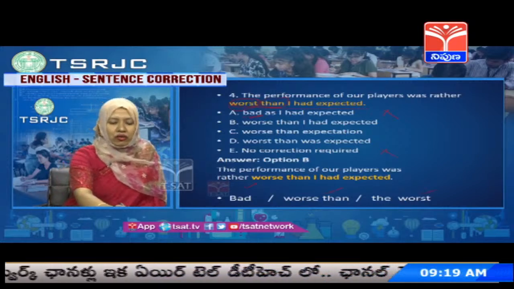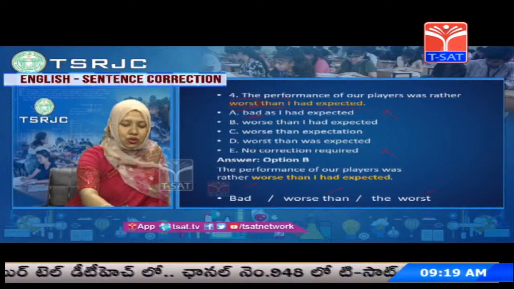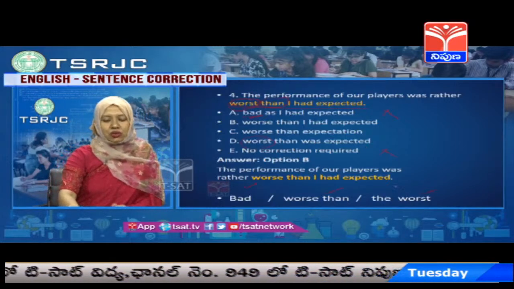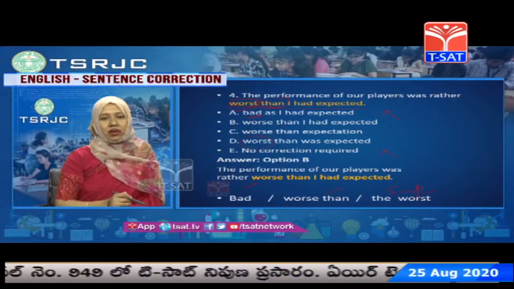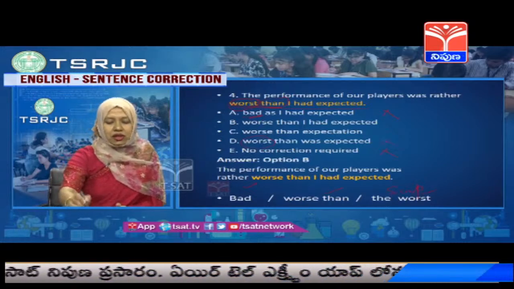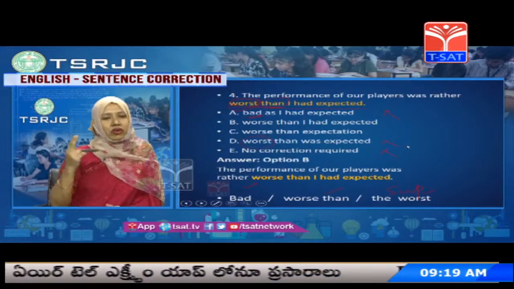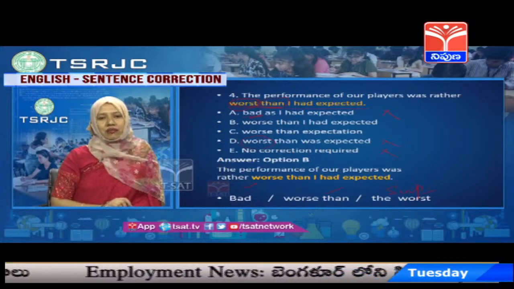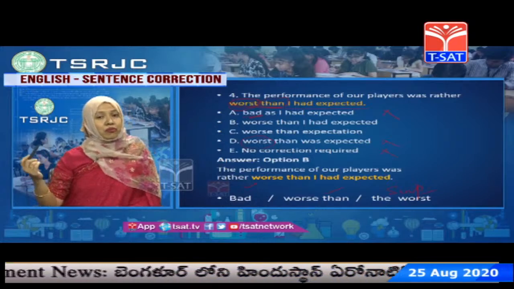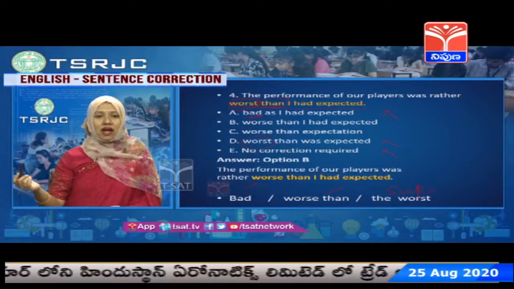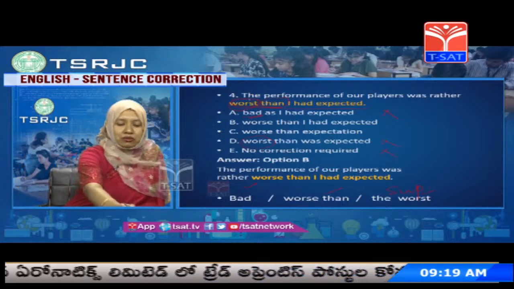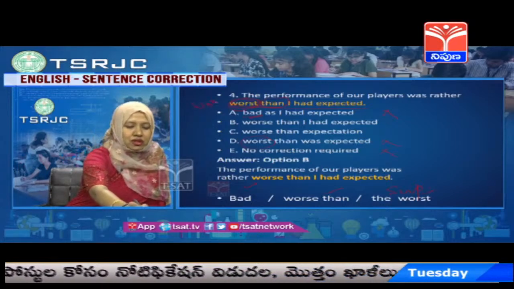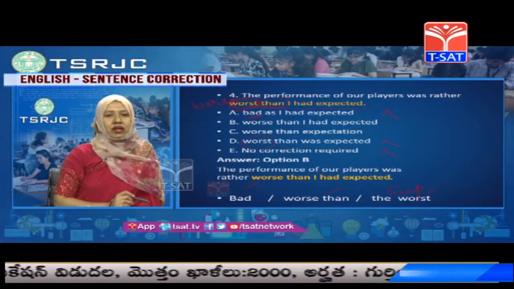Now, if you look at D, worst is used. Already worst is wrong here. We cannot use worst. Worst is used in superlative degree. So, option D is again wrong here. Now, we are left with two options, B and C. You have to select which is correct. We have come to a conclusion that instead of worst, worse should be used, comparative degree.